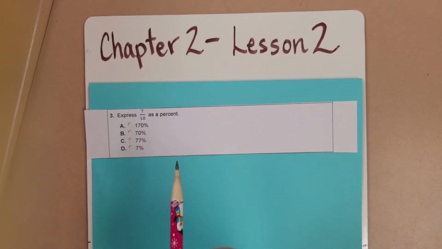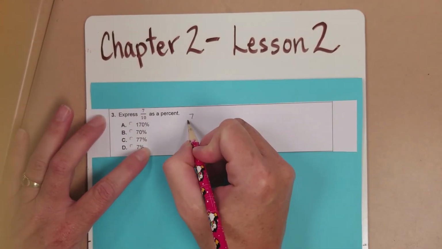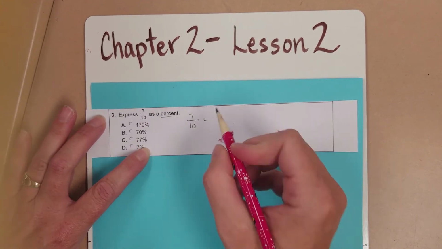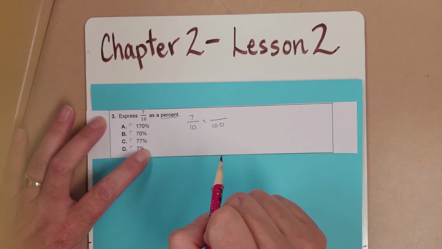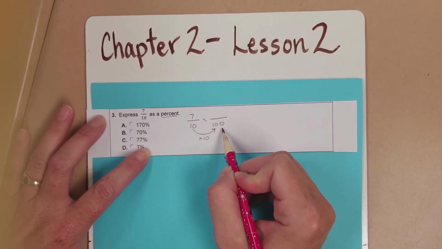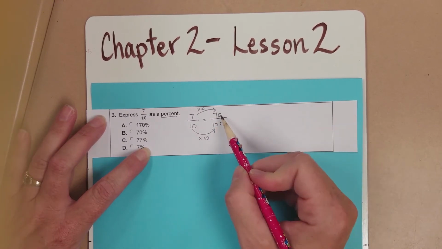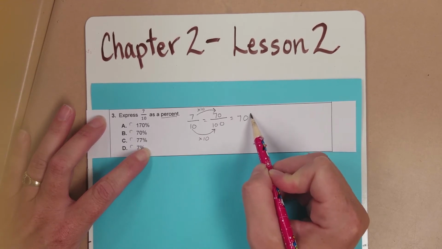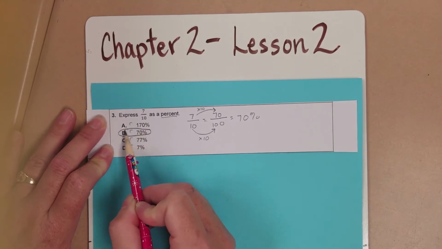Question number 3, express 7/10 as a percent. 7/10. We want to change this to a percent, which is per 100. We're going to create an equivalent fraction. 10 times 10 is 100. 7 times 10 is 70. 70 over 100, or 70 per 100, is 70%. The option is B, 70%.